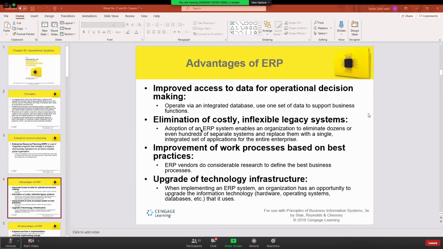Yes, Doctor. Another advantage is improvement of work processes based on best practices. ERP vendors do considerable research to define the best business processes. So it is already understood nowadays, many software companies like Microsoft or the other big giants, they develop the software based on some feedback, on some research. So these ERP kinds of software are well tested. So there is a chance that your work will improve. Do you agree with this?